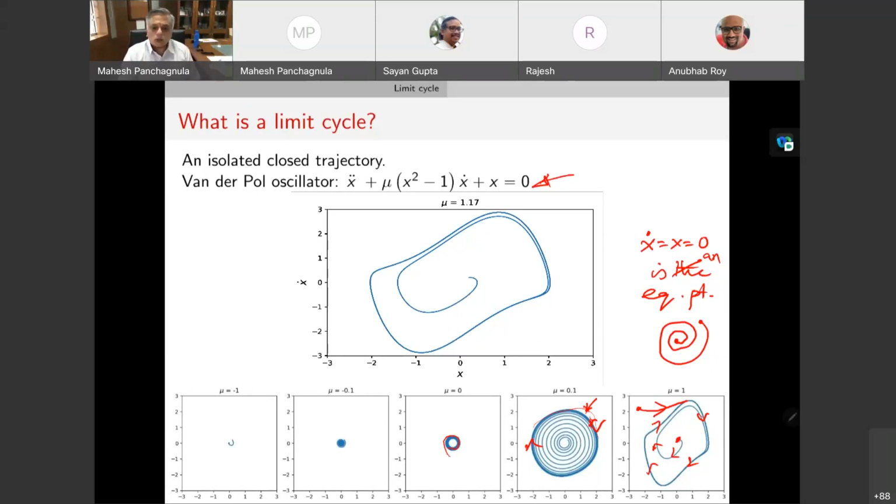Okay, so now what happens when the limit cycle becomes unstable? That's the question where chaos becomes interesting. For a limit cycle to become unstable, you need to go beyond 2 dimensions, although there are limit cycles that are unstable in 2 dimensions.